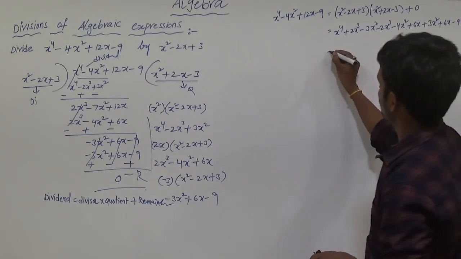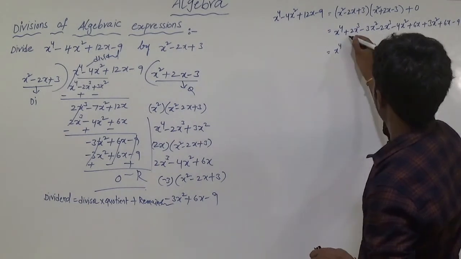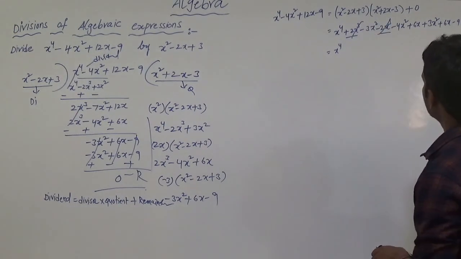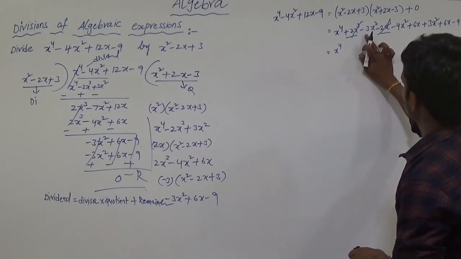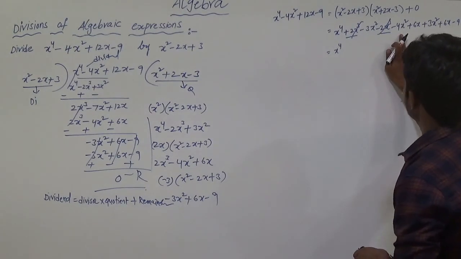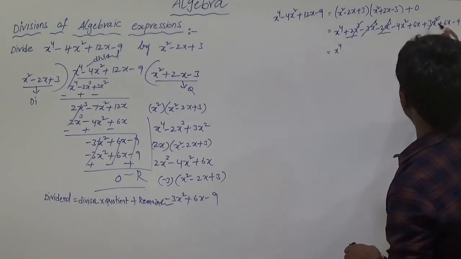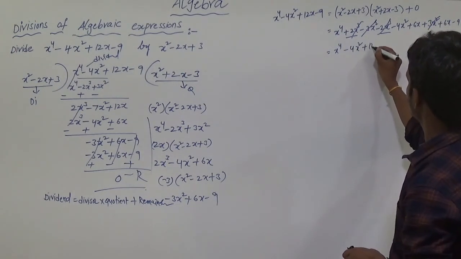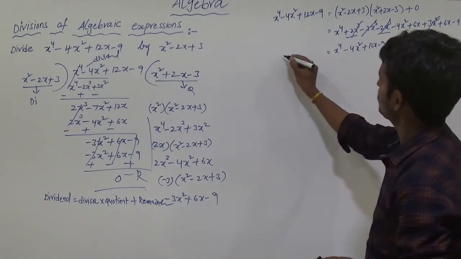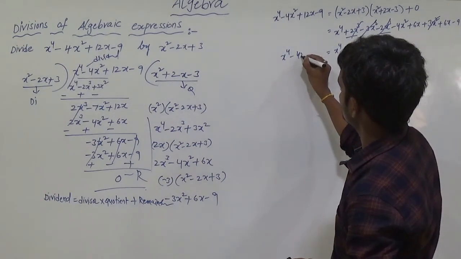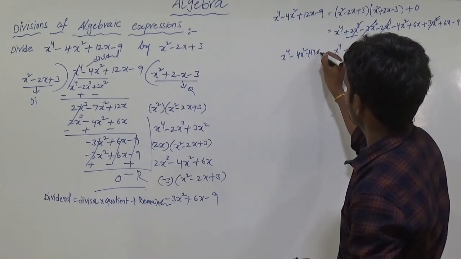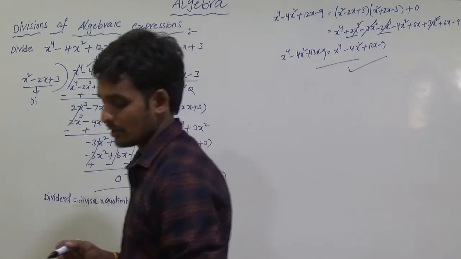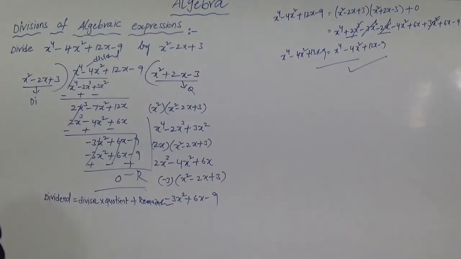So I am simplifying: x to the power of 4, here 2x cube, here minus 2x cube, both cancel. In the same way, minus 3x square, minus 4x square, and plus 3x square, minus 3x square and plus 3x square are cancelled. So we are getting minus 4x square plus 12x minus 9, the same answer as in the LHS. So our division is absolutely right. This is the way of divisions.